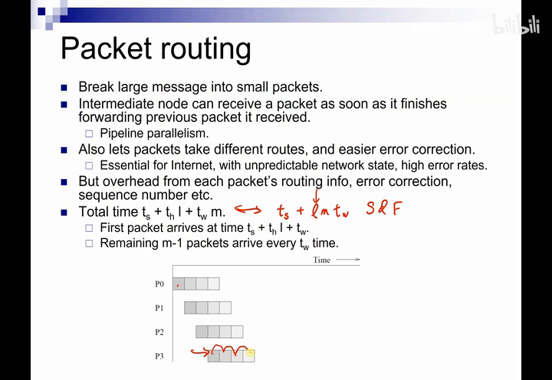Once the first packet arrives, all of these subsequent n-1 packets arrive one after another. In fact, you get one new packet every T_W time, because every T_W time you can transfer one packet of size 1. Therefore the total amount of time is the time for the first packet to arrive plus n-1 times T_W. If you simplify this, you get the amount of time in which all of the packets arrive at the destination.